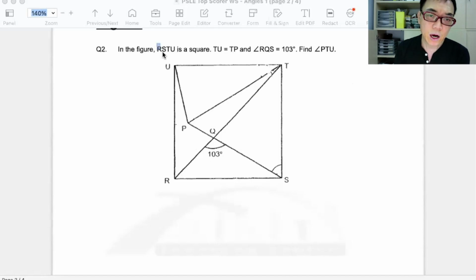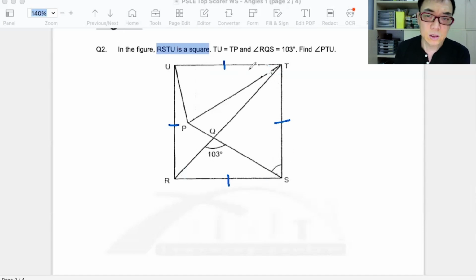Let's get started. So RSTU is a square, right? So we know it's a square. Now what does that mean? That means several things. It means that the angles on the side are 90 degrees. It also means that all the 4 sides are equal to each other. Now, you may take that for granted. You may say, I knew that already. But it's very important. Why is it important?